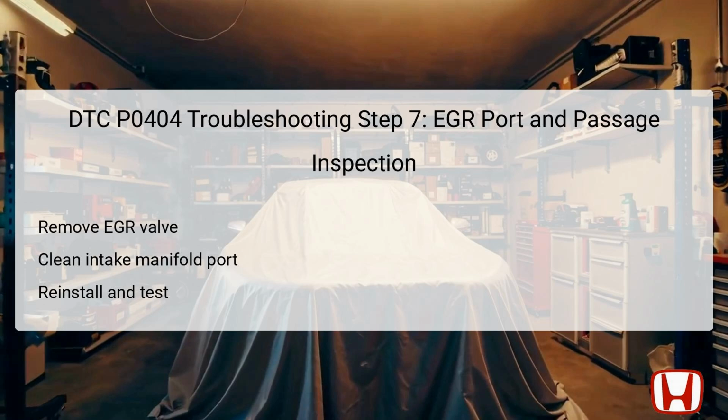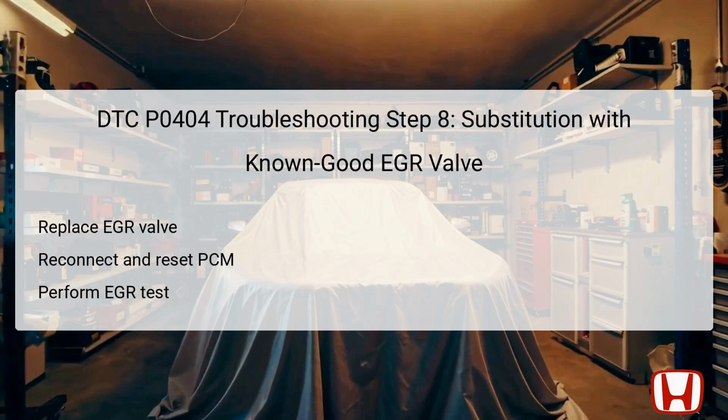In this diagnostic step, substitute the EGR valve with a known good unit to determine if the original valve was faulty. Reconnect to the EGR 5P connector, then set the vehicle to on and reset the PCM using the HDS. Follow the idle learn procedure to allow the ECU to adapt to the new component. Then, run the EGR test to verify system performance.